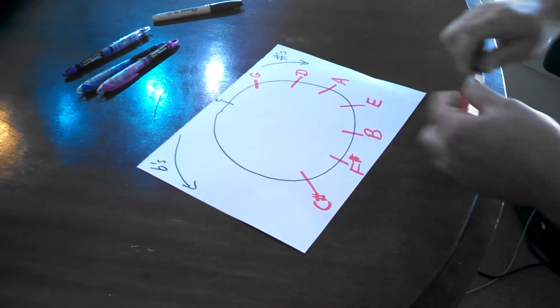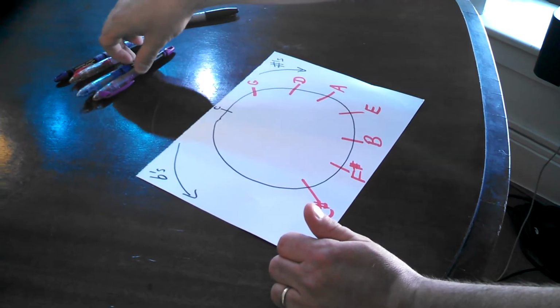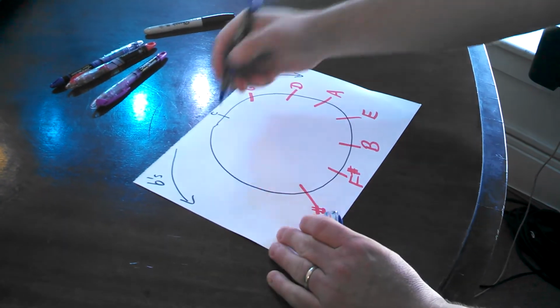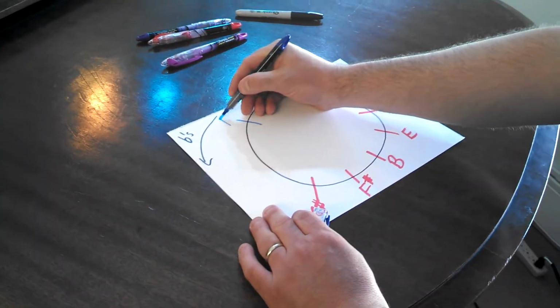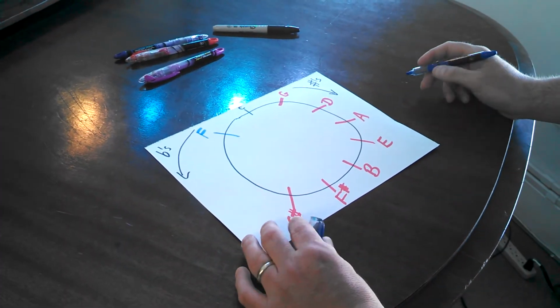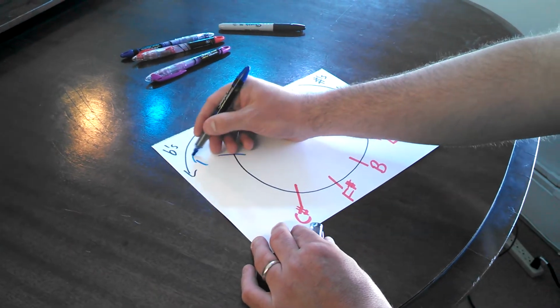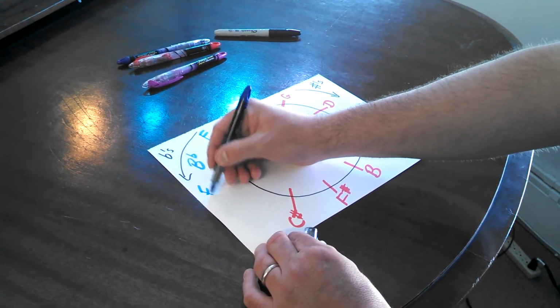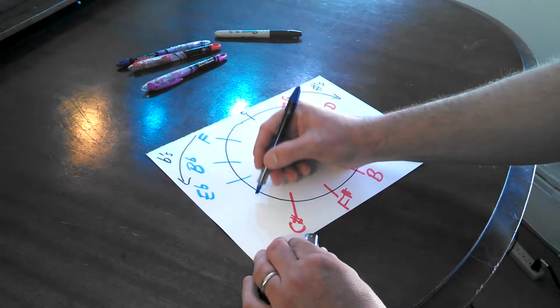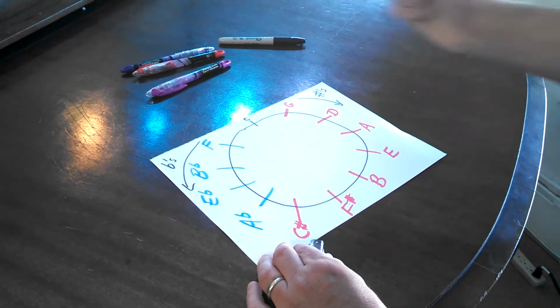Now we're going to do the opposite on the flat side. So let's use blue for that. I feel like Bob Ross right now. All right, so here we go. We've got the key of F over here with 1 flat, followed by the key of B flat with 2 flats. Key of E flat has 3 flats. Key of A flat has 4 flats.